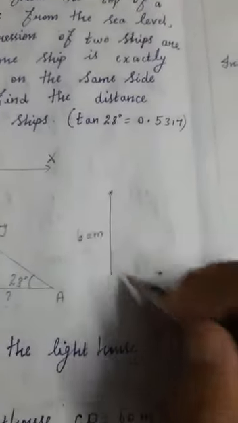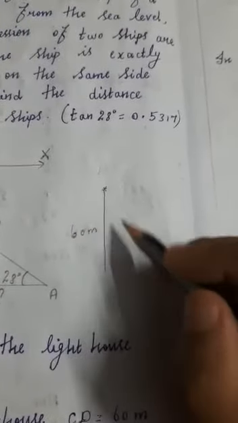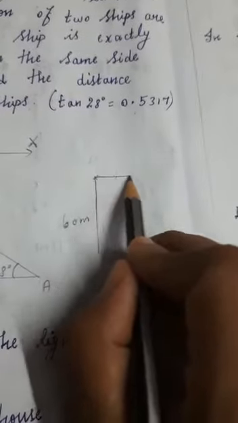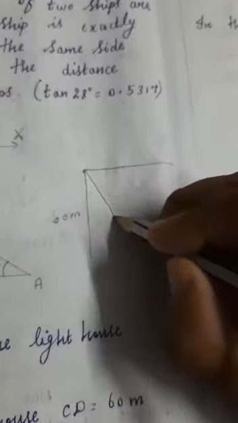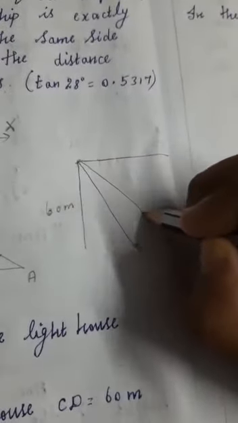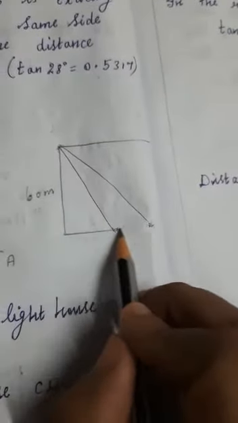Now they are looking at the two ships from the top of the lighthouse. So now see how they will look. If you are standing on the top of a lighthouse and you look straight, this is the horizontal line. First they are looking at one ship. Next from the top of the lighthouse they are looking at the next ship. Then you can join this line also.